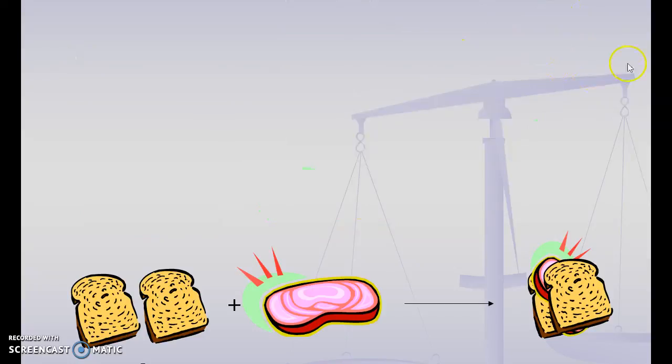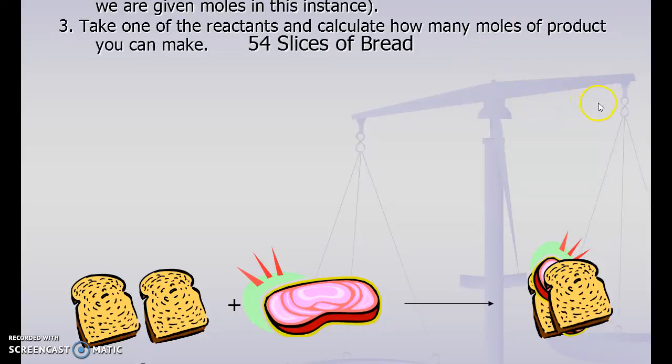Ooh, look at that sandwich. So let's go ahead and just do a little bit of work. Remember, our next step is that if we're in grams, we go ahead and change each to moles. We'll go ahead and assume for this little problem that the sandwich material is already in the language of moles. So we have each reactant, and we're going to calculate the moles of product that we can make from each reactant. That means I'm going to take this amount here, ratio, and compare it to this ratio in one problem using 54 slices of bread as my given.